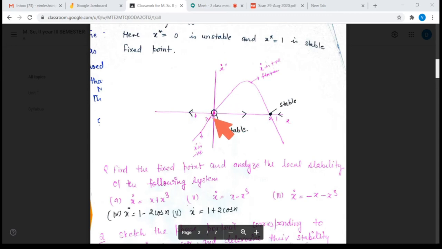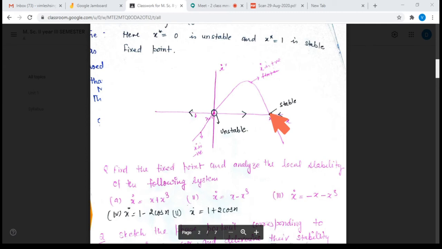So this is the repeller, called an unstable fixed point. Now another fixed point, x equals 1. We see that one arrow is on the left-hand side and another arrow is on the right-hand side, and the flow is towards the fixed point. It means that this particular point is an attractor and it shows the stability of this fixed point. It is called the stable fixed point.